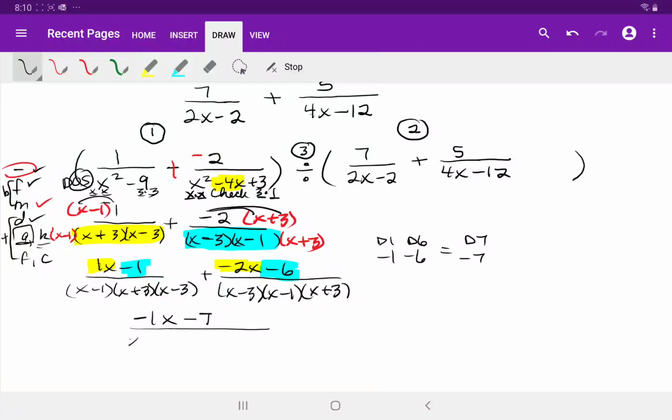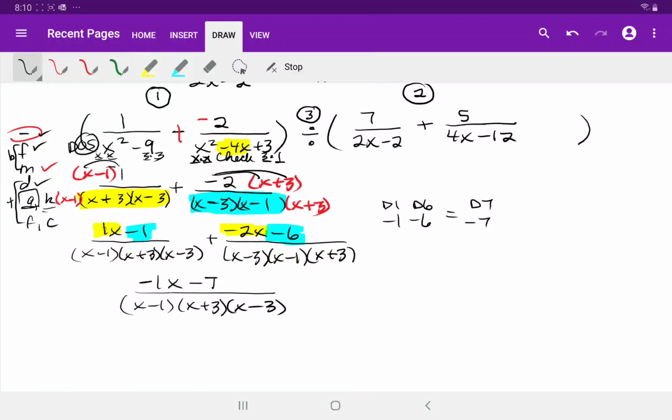K is keep. Keep the denominator. You just write a repeat. Now, how can you keep it if they don't match? So if you forgot to do the matching step, then you can't really do the keeping step.